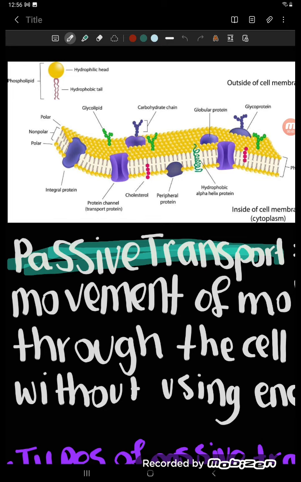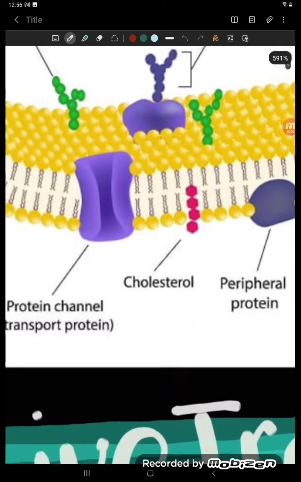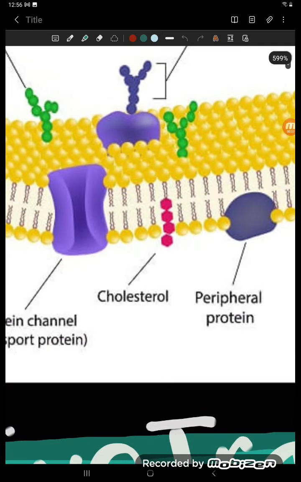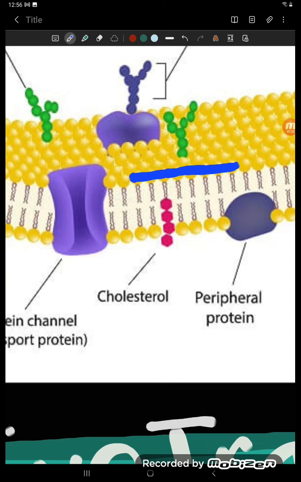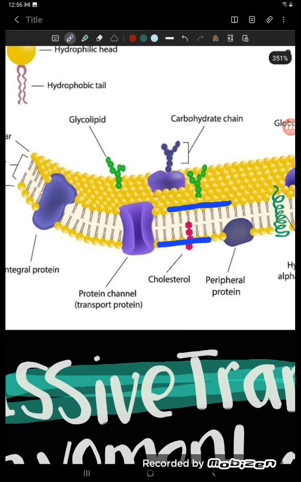So the cell membrane is made up of many things, but primarily the phospholipid bilayer. What does bilayer mean? It means two layers. So if you take a look at this, this is one of the layers, this is the other layer. That's why it's called bilayer, because it's two layers.